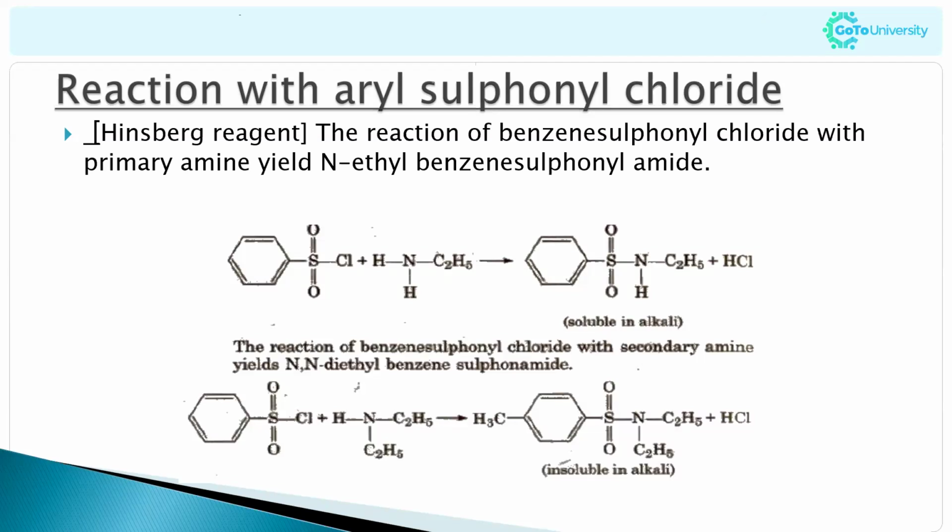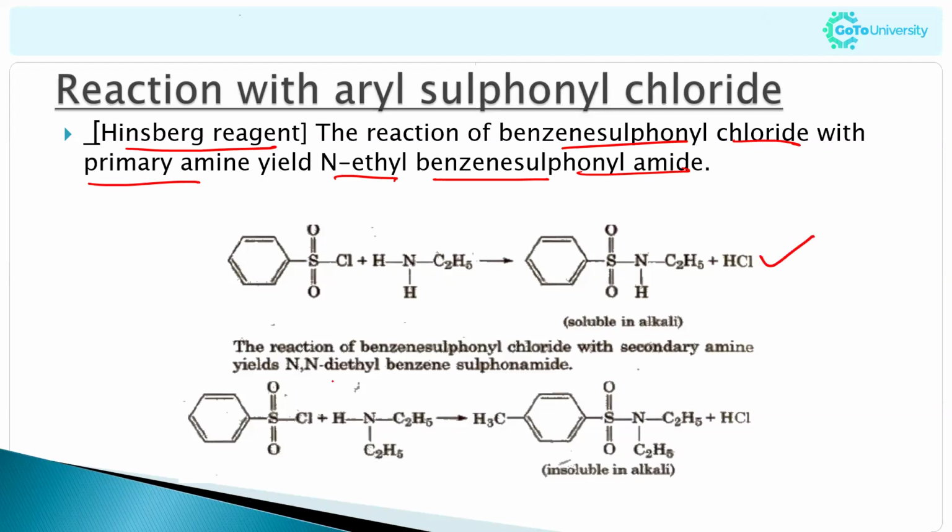Now let us see the reaction with aryl sulfonyl chloride. So this is Hinsberg reagent, Hinsberg test, right? So when benzene sulfonyl chloride reacts with primary amine, they are producing N-ethyl benzene sulfonamide. So this is another kind of reaction, and here also this reaction is important. This you have to memorize.